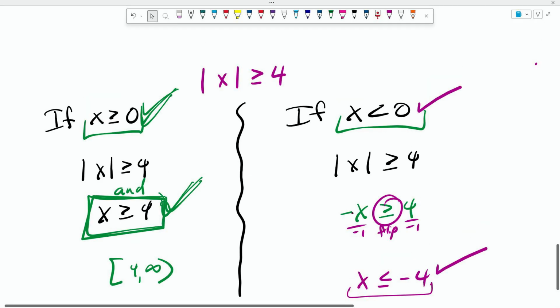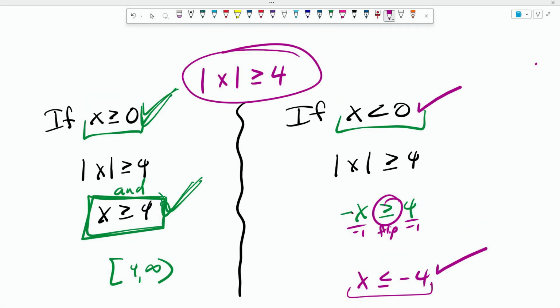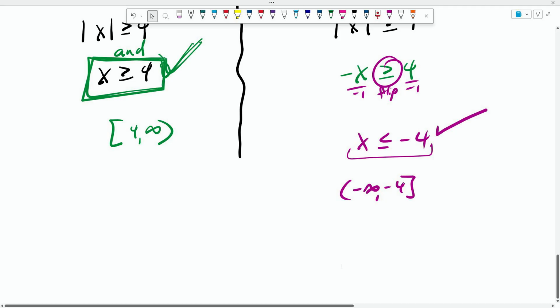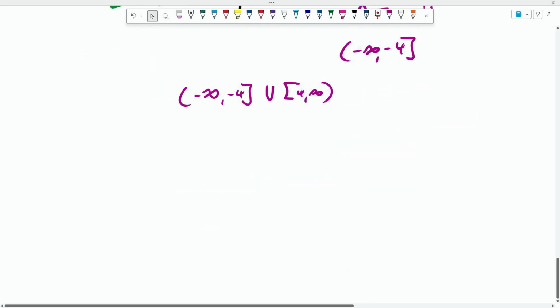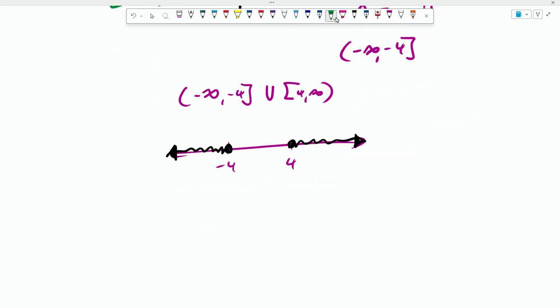So the solution set to this whole thing are both of these combined. We definitely have to write in 2 different intervals. We can put the union sign to combine into one set. If you wanted to graph them, it intuitively should make sense.